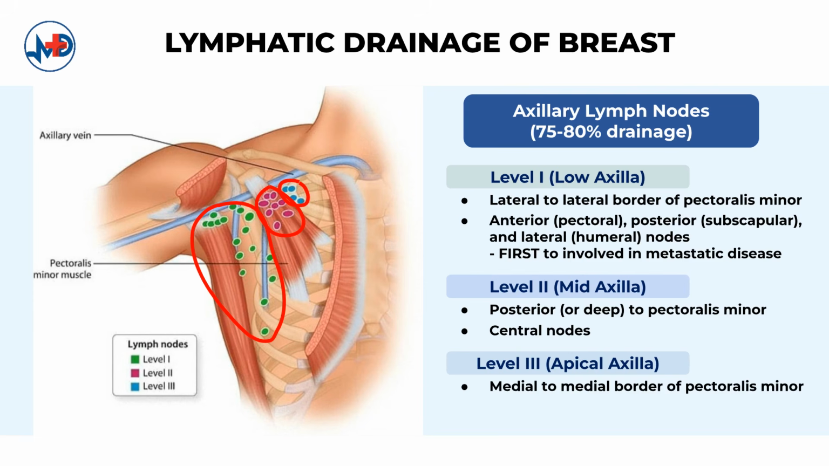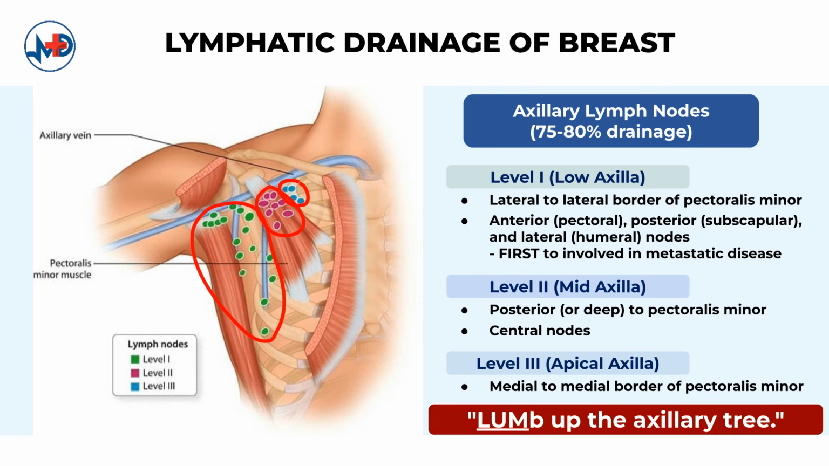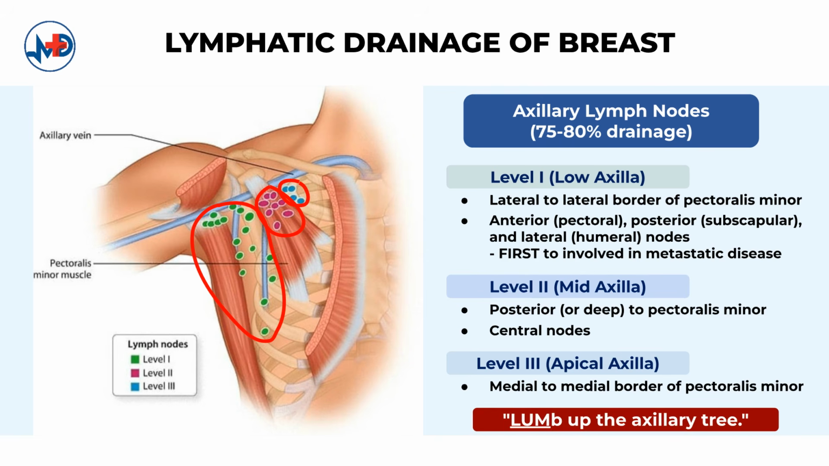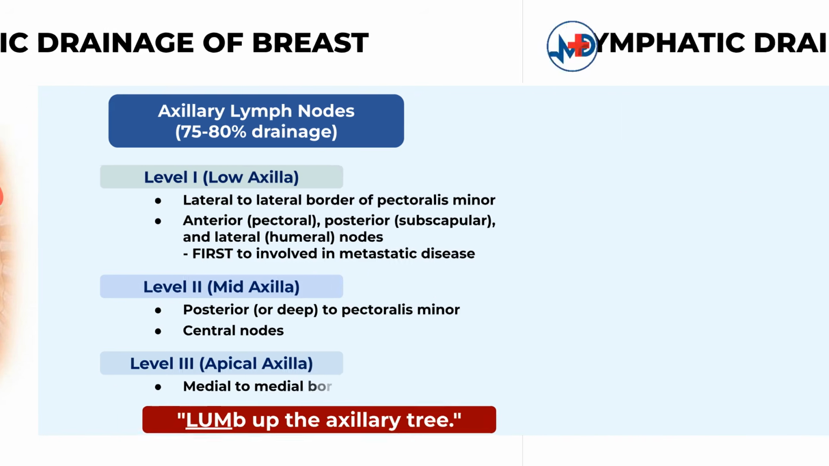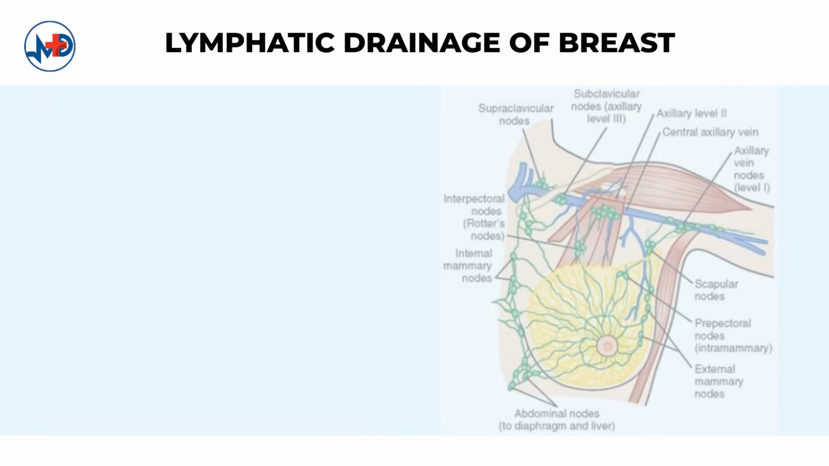A useful way to remember these levels in relation to pectoralis minor is using the mnemonic LOOM UP the axillary tree, while thinking of the muscle as a landmark. Level 1 is lateral, level 2 is underneath, posterior to it, and level 3 is medial to it, at the apex. There are other important lymph nodes other than axillary lymph nodes.